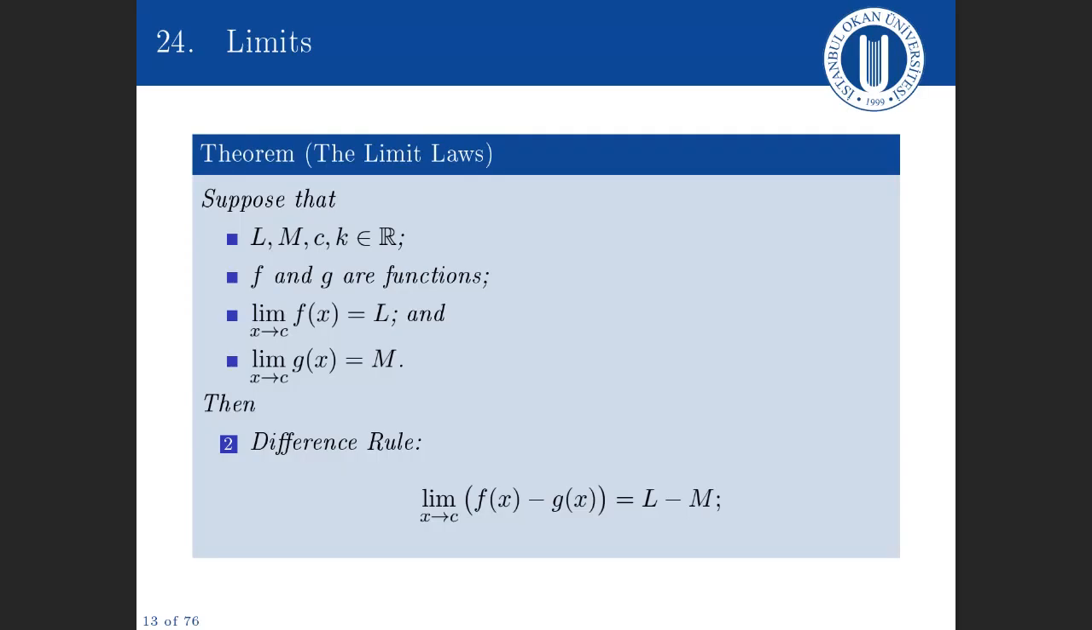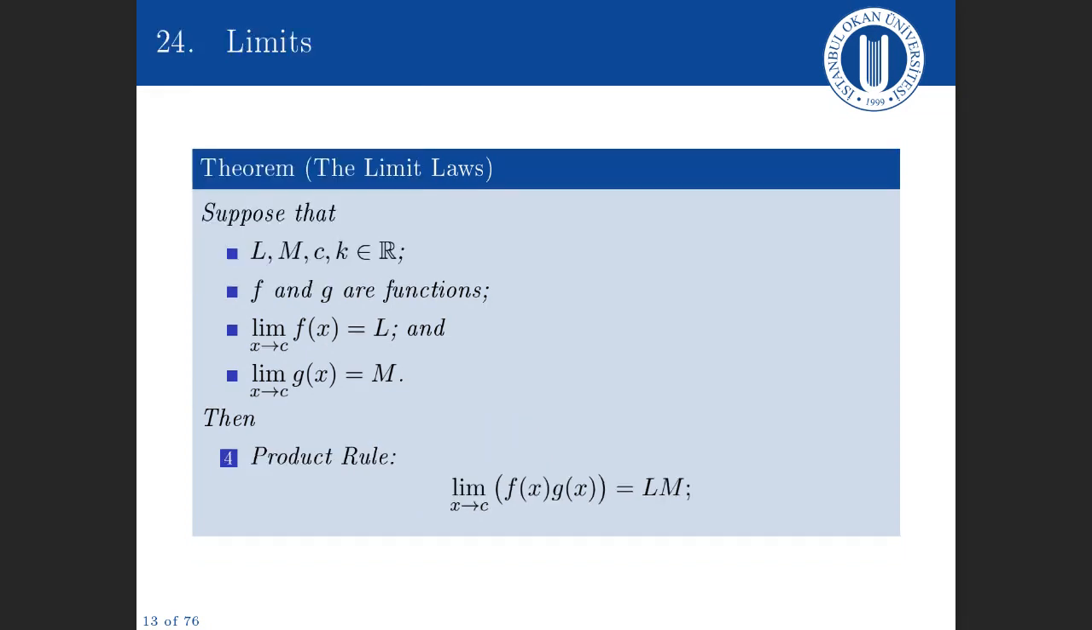Rule number 2 is called the difference rule. Same idea, but instead of a plus, we have a minus sign. The limit of f minus g is equal to the limit of f minus the limit of g. So again, if we have a minus sign inside a limit, we can cut it here into two smaller limits. Rule number 3 is called the constant multiple rule. Anytime we have a number k inside a limit, we can take the number outside. The limit of kf is equal to k multiplied by the limit of f.